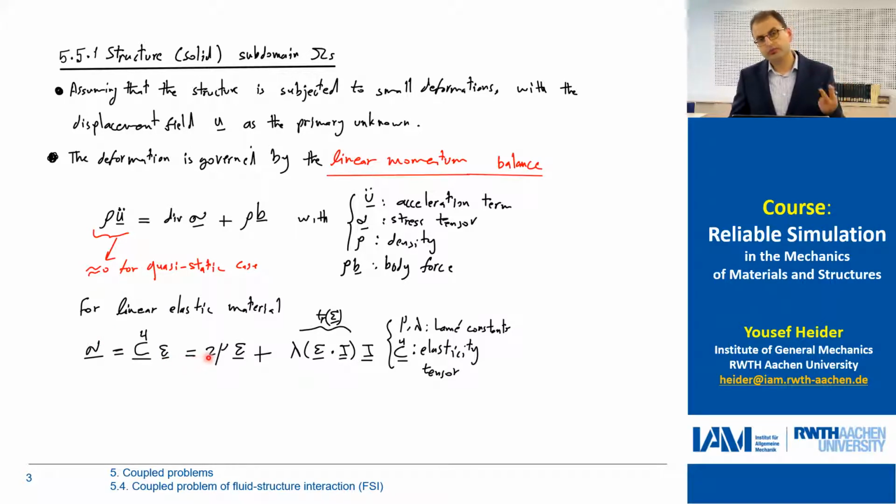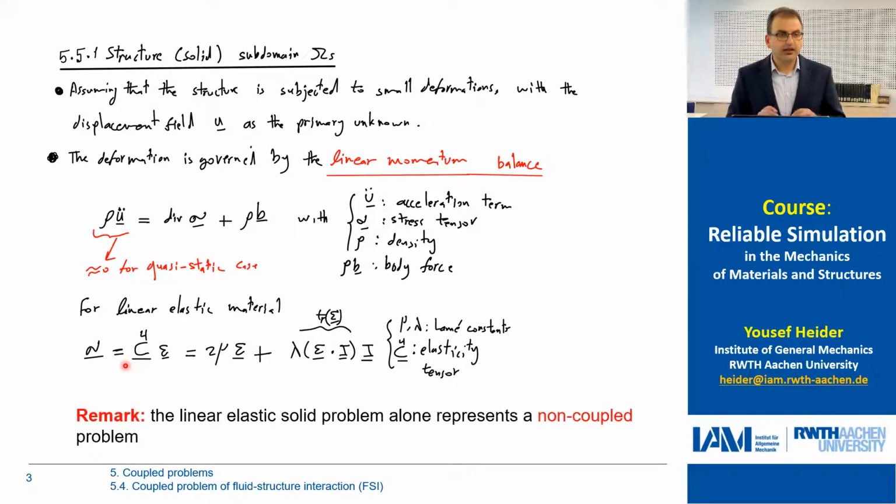This includes two material parameters, which might be the Lamé constants, nu and lambda, which we need to figure out. If we write this in an abstract way, then we have the stress and the strain, and between them we have the elasticity tensor. In three-dimensional configuration, it would be a fourth order tensor. This solid problem, or the solid subdomain alone, is not a coupled problem, it's a non-coupled problem, because we have one equation and one variable, and this makes the solution easy to implement.